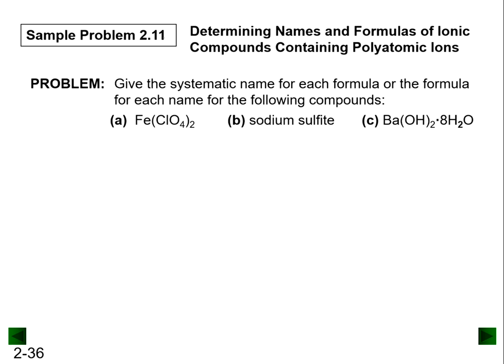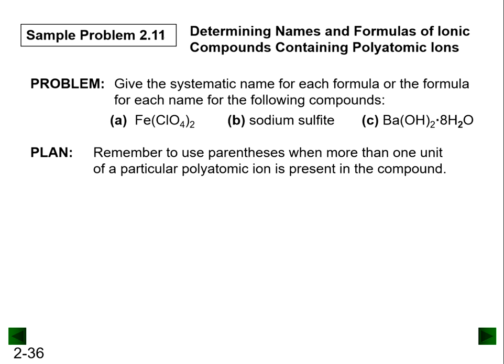How could we discern that here? Well, we look at the counter ion, the negatively charged ion, ClO4. And if you remember a few slides up, ClO4 is perchlorate that has a -1 charge. Since we have two -1 charge species, iron must have a +2 on it. So that will be iron(II) perchlorate. You can go through and do sodium sulfite and the barium hydroxide octahydrate yourself.